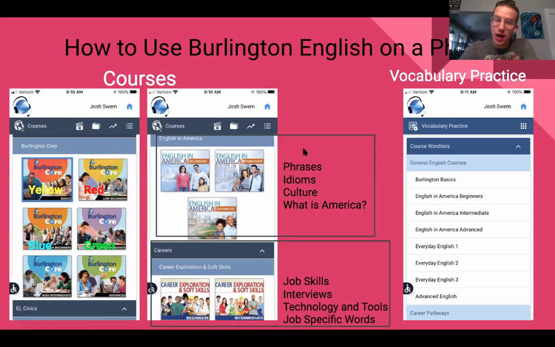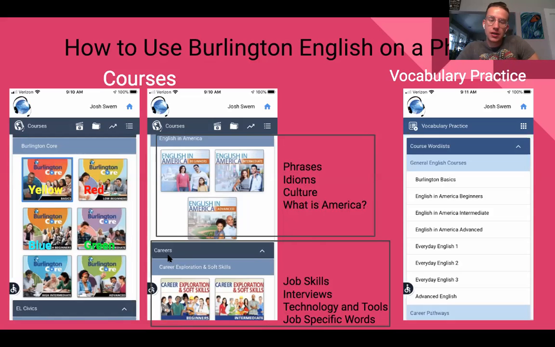If you want extra practice, you can go to one of these 2 places. English in America, which has phrases, idioms, culture, kind of like answering the question, what is America? What makes it different? And vocabulary words that go along with that.